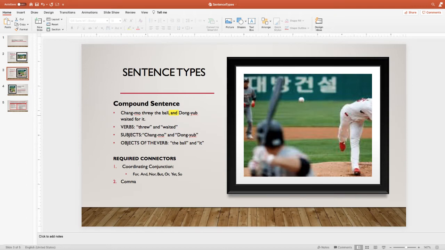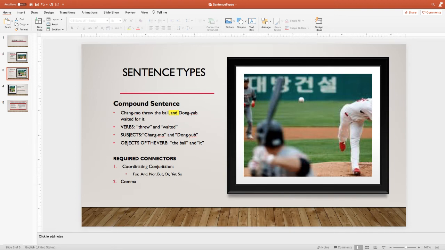So let's look at it. Our verbs, threw and waited. Those are verbs. Okay, our subjects, who's taking the action, our subjects are Cheng Mo and Dong Yub. Okay, and the objects of the verb are, of course, the ball and it. Okay, so the required connectors. You have to have required connectors in a compound sentence.